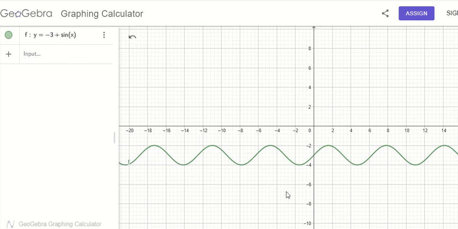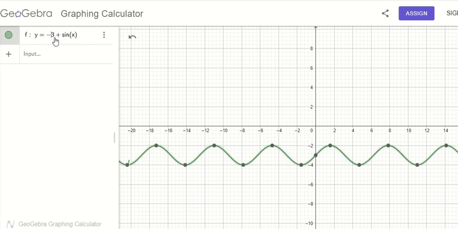So you get the idea. If I was to go and experiment with it, if I was to put in 3 plus sin x, I know the graph will move up above the x-axis.